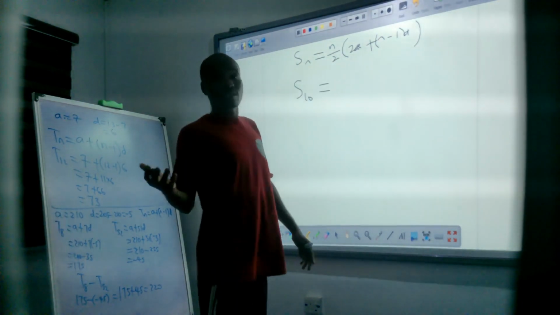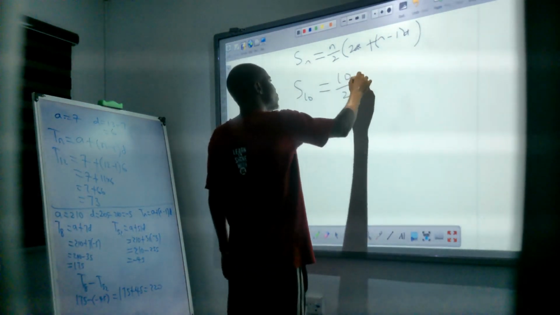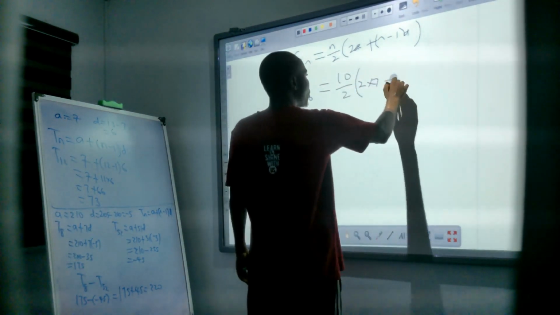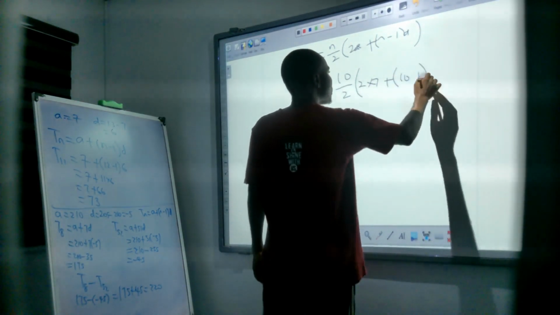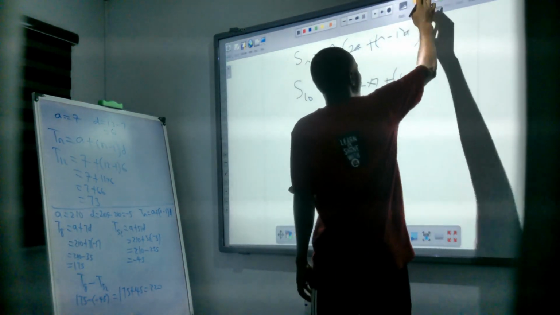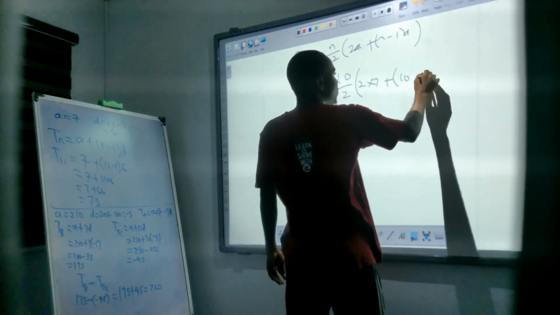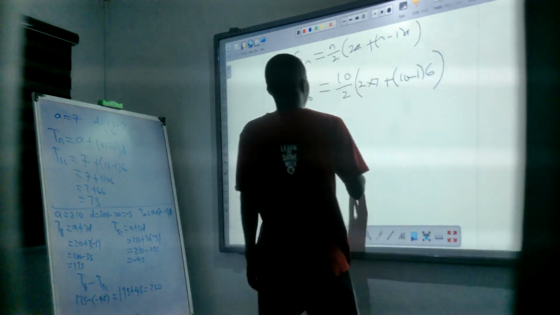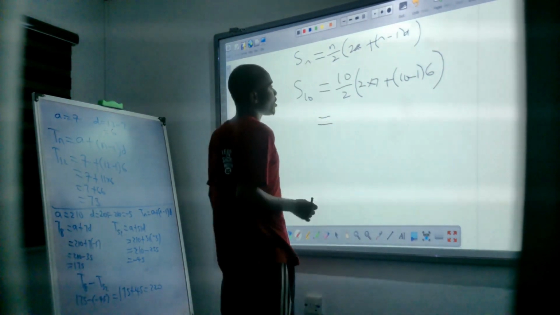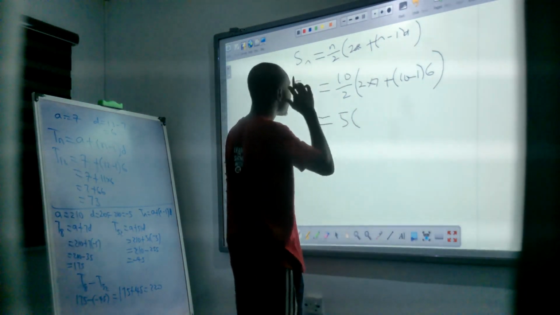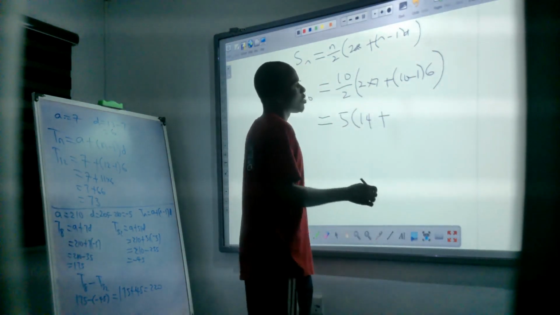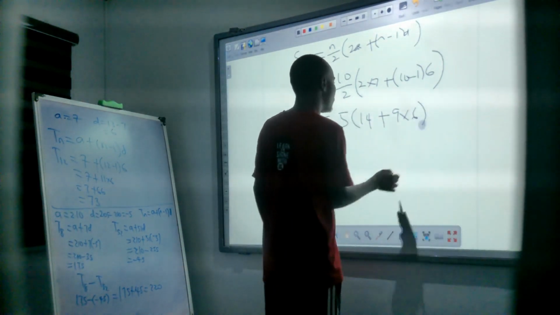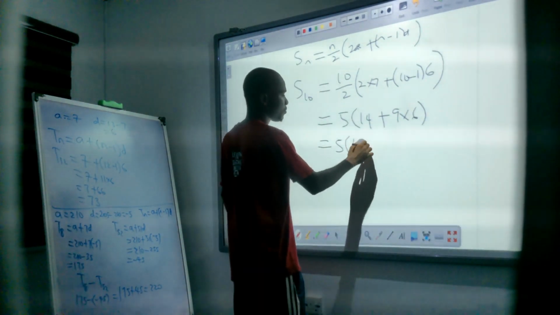Now our S10 will be equal to, n is 10, the sum of the first 10 terms. So 10 divided by 2 multiplied by 2 times A, our A is 7, plus 10 minus 1 multiplied by the common difference, 6, close big bracket. So we have 5 times 14 plus 10 minus 1, which is 9, 9 times 6.